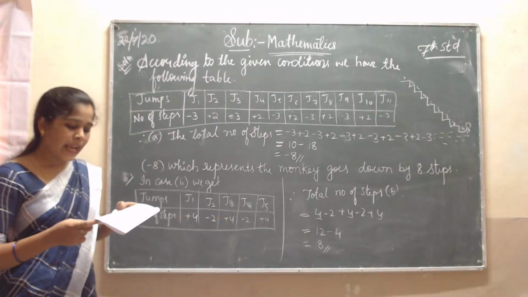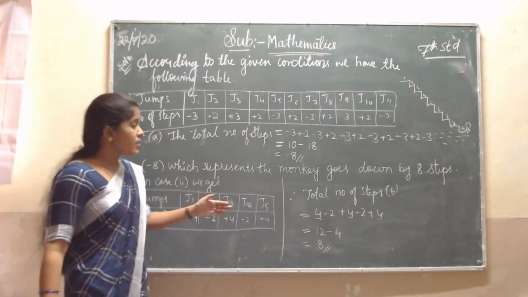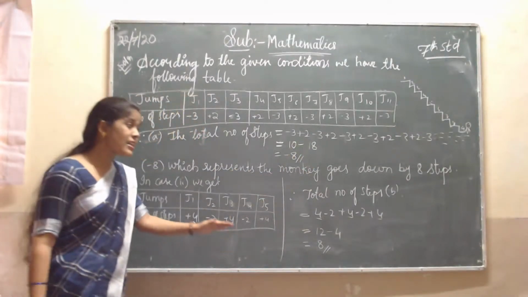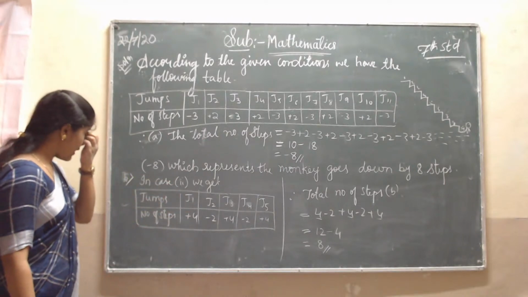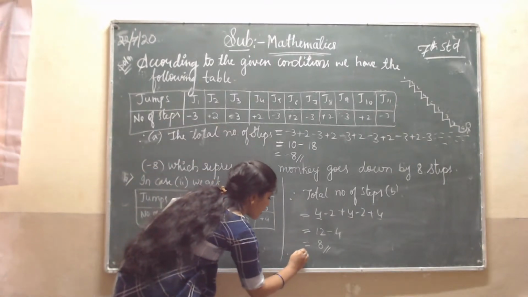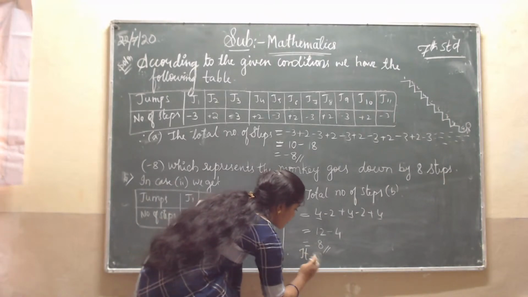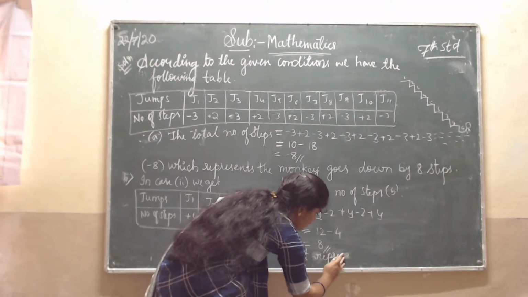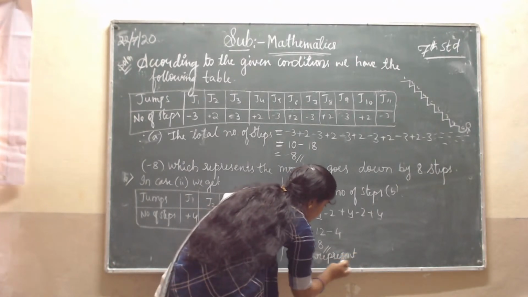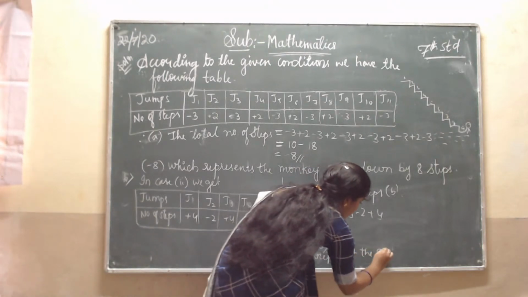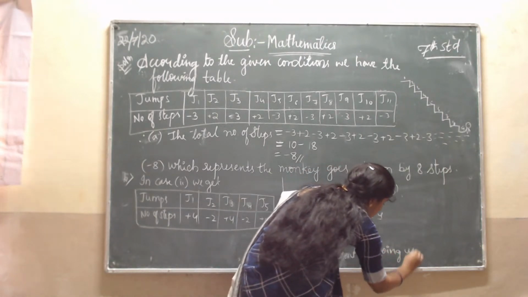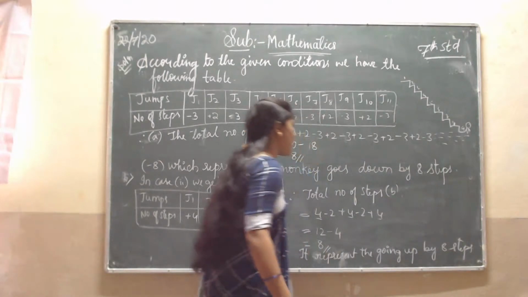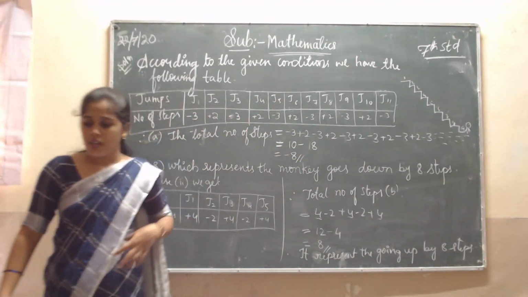So what will the 8 represent in B? Here minus 8 represents the monkey goes down by 8 steps. In B, therefore it represents the monkey going up by 8 steps. The monkey going up by 8 steps. Over.